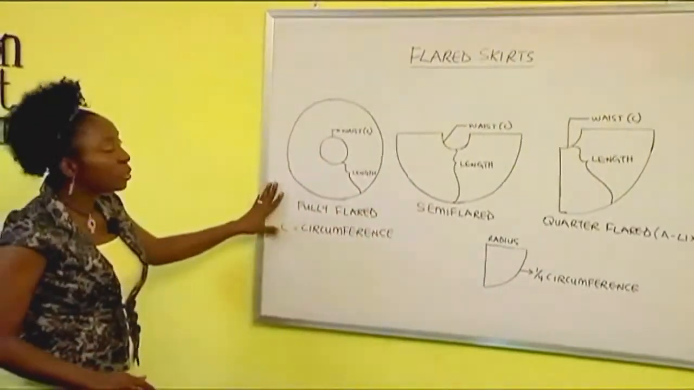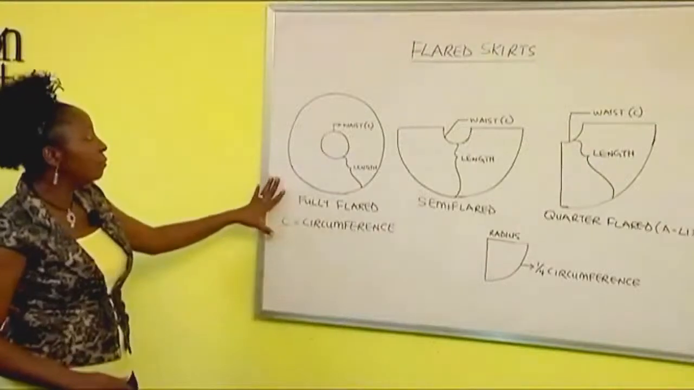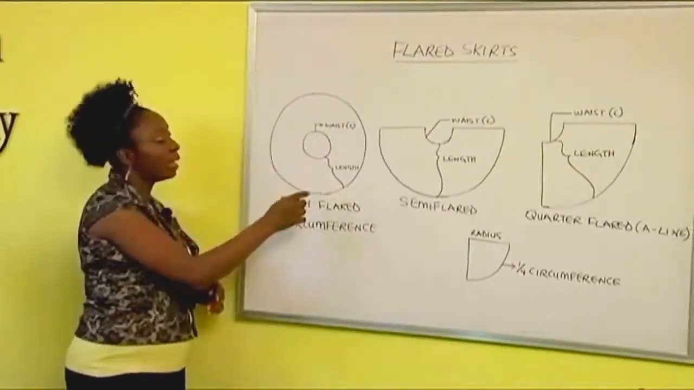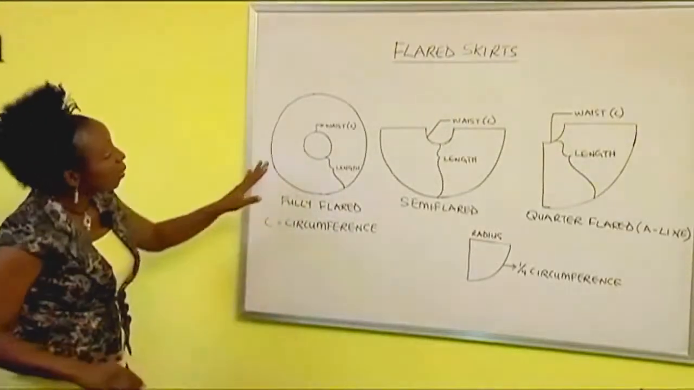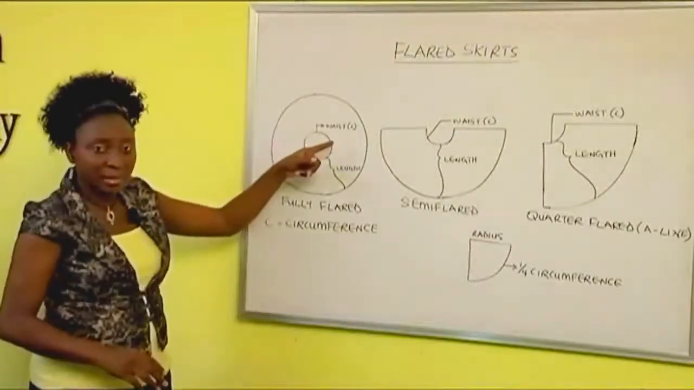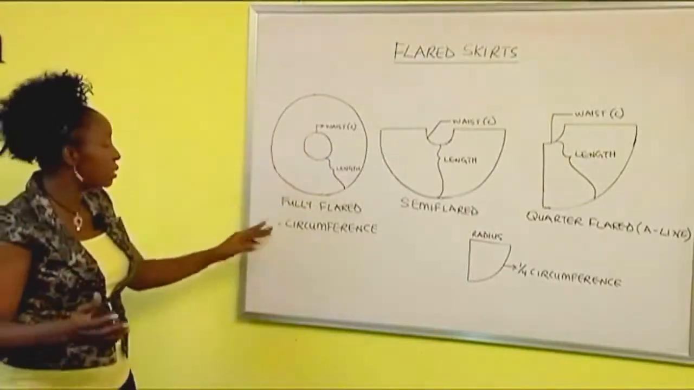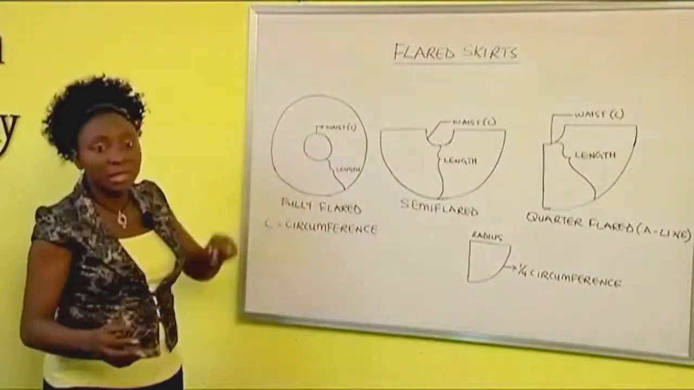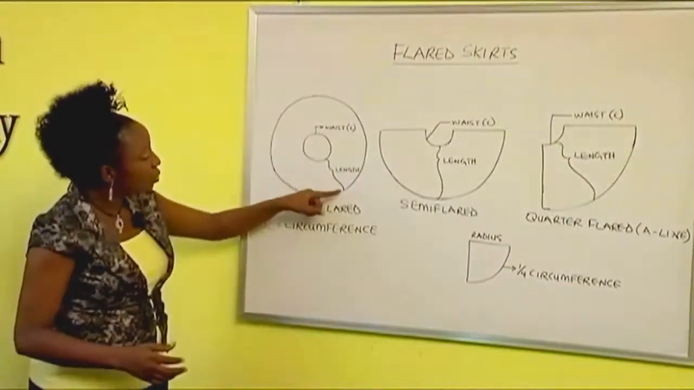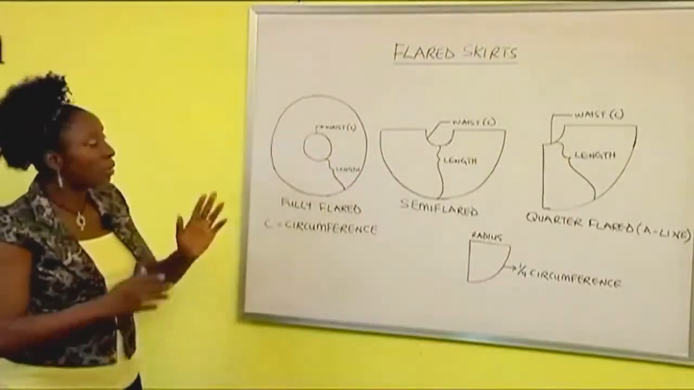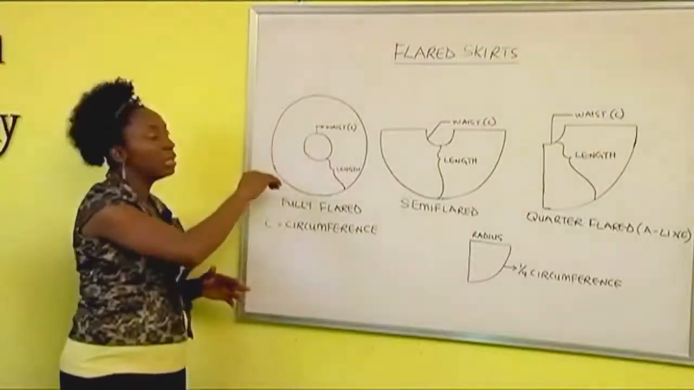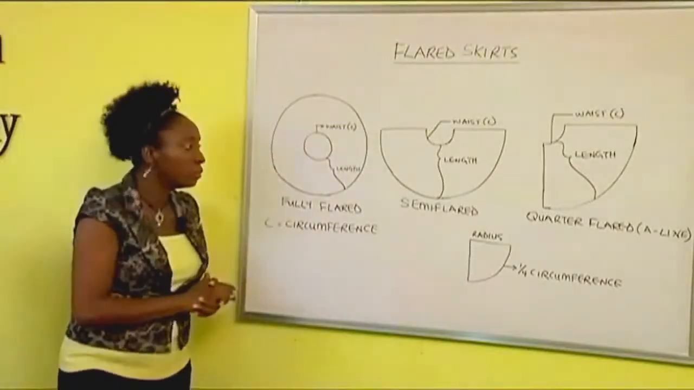Now take a look at the fully flared skirt. As you can see, it's made up of 2 circles. That means you can see an inner circle and an outer circle. What I have done is to show you that this inner circle represents the waist, which mathematically is called the circumference. That's what the C is for. Then the length is here, in between the 2 circles. Now the fully flared skirt is made up totally out of a full circle and having an internal circle.